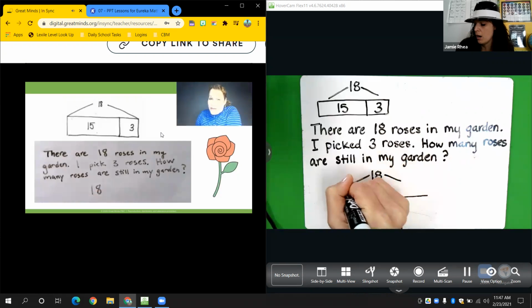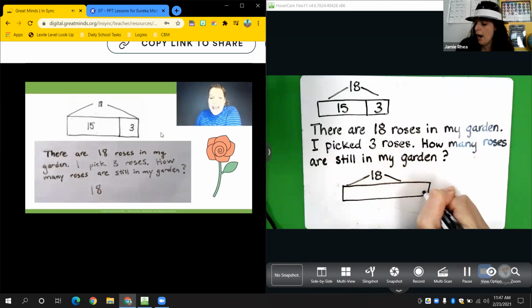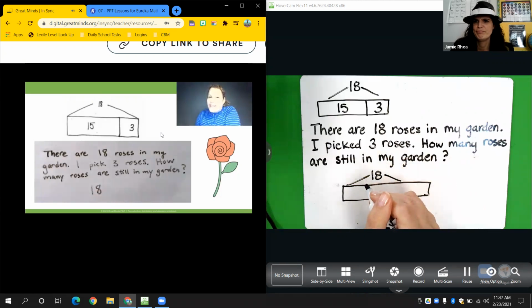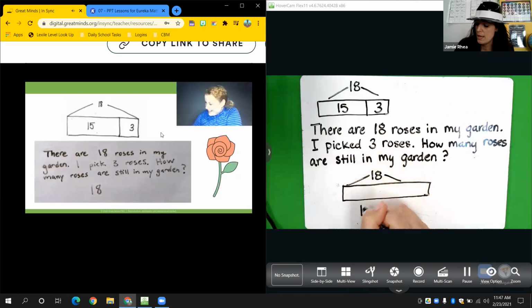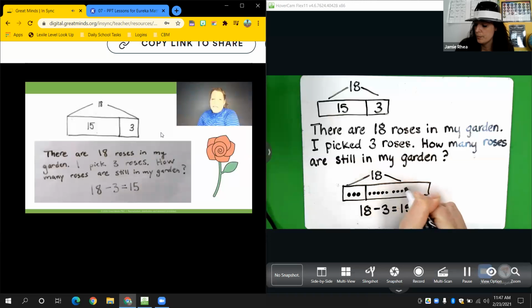If we picked 3 roses, would we be adding 3 roses or subtracting 3 roses? We're going to subtract 3. Subtracting. 18 minus 3. And what's the part left in the garden? 15. Very good. There are 15 roses left in the garden.